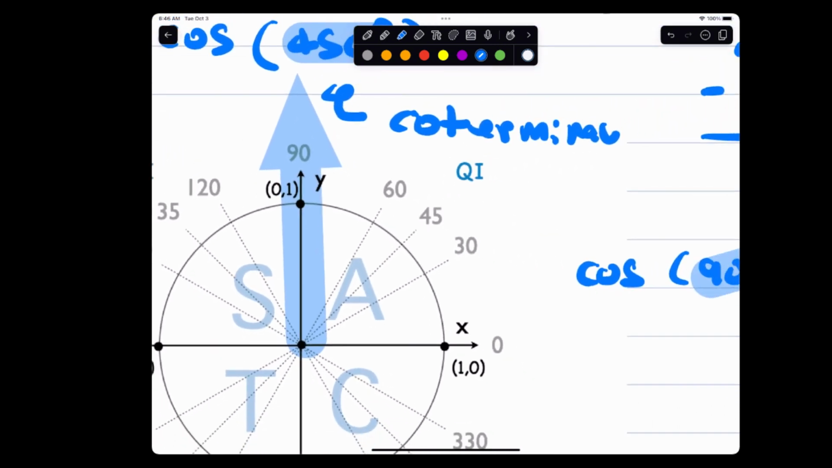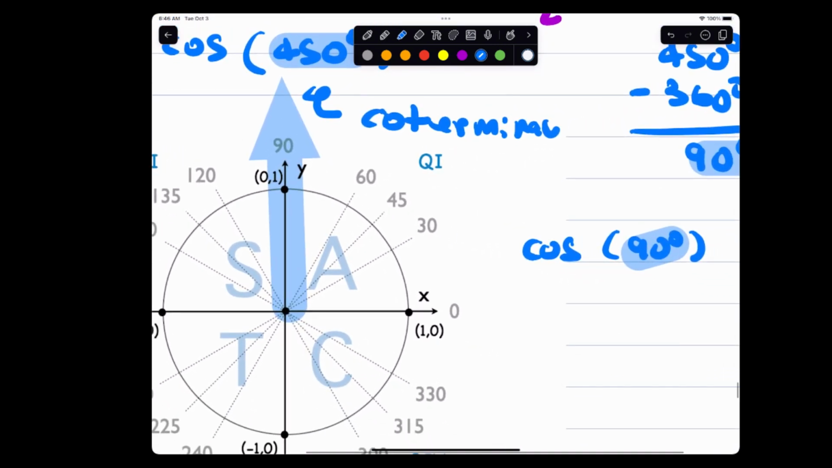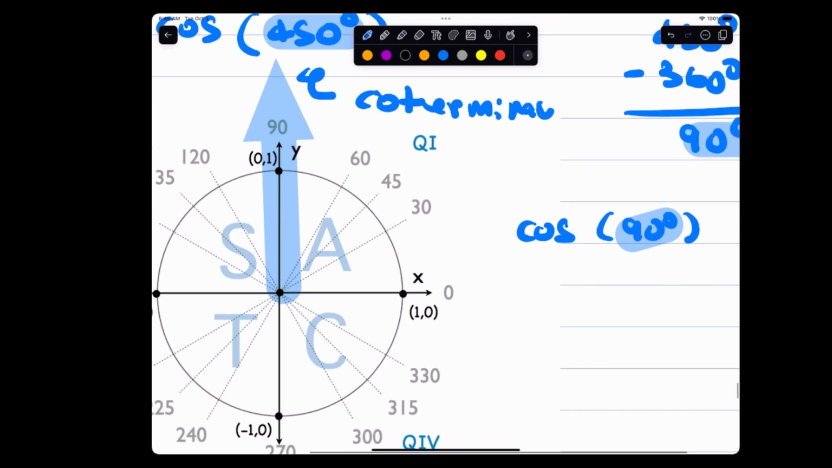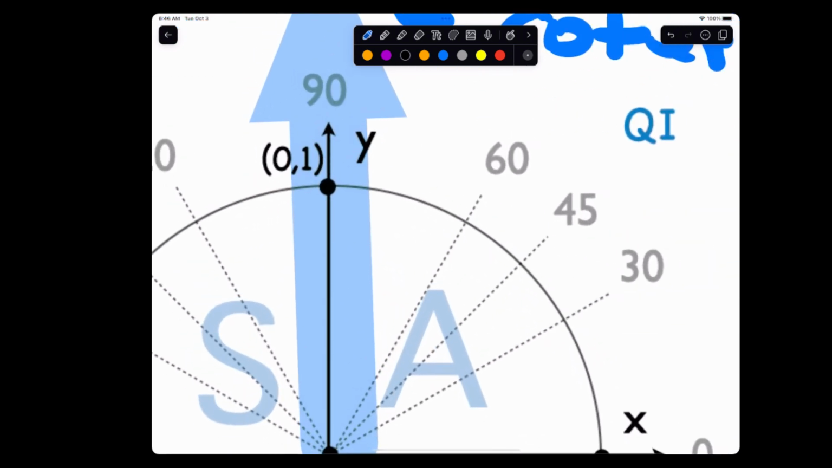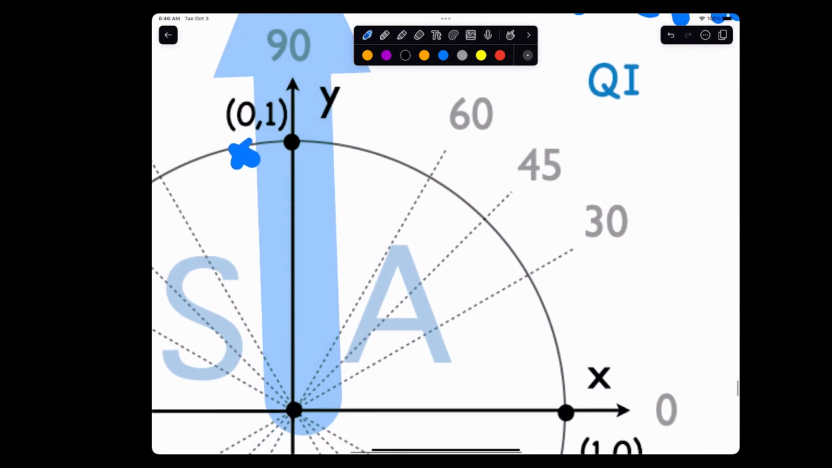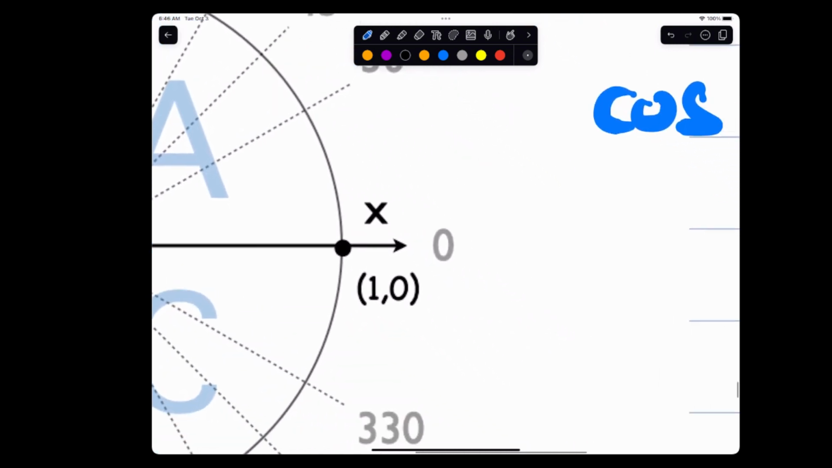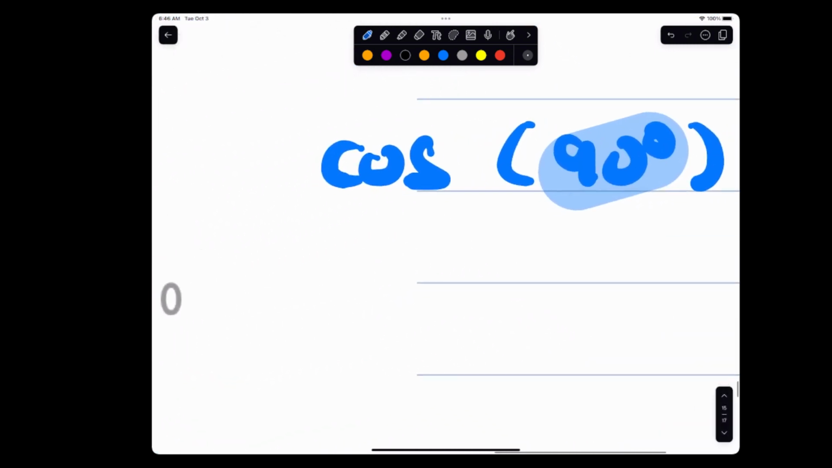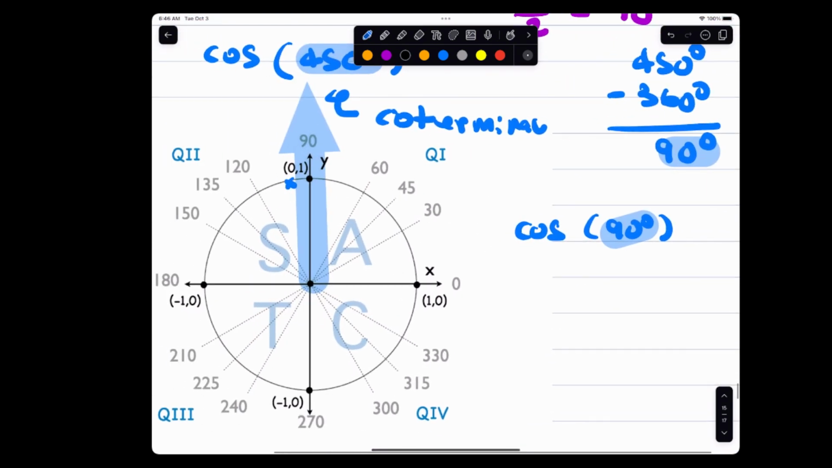So what do you guys think you would have to do to answer this question? Anybody know? What do we need to know? What's the definition of a circular function? Is it the x-coordinate or the y-coordinate for cosine? So what's the answer? 0. There you go, ladies and gentlemen. Easy peasy, lemon squeezy. It's that x-coordinate.